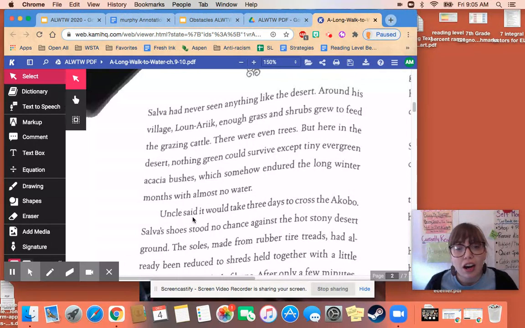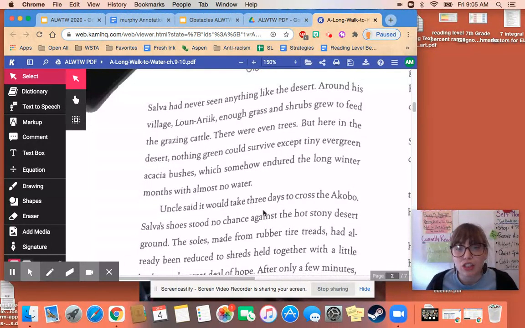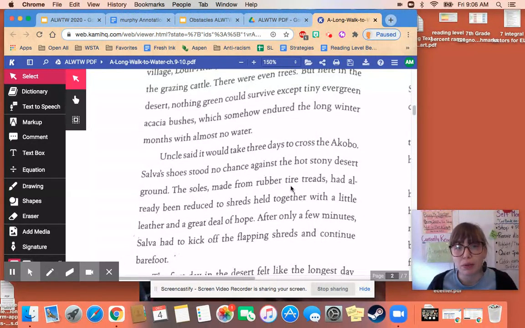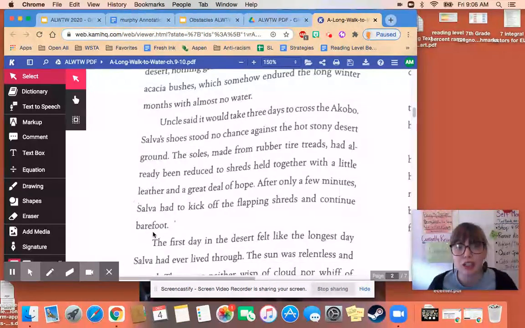Uncle said it would take 3 days to cross the Akobo. Salva's shoes stood no chance against the hot, stony desert ground. The soles made from rubber tire treads had already been reduced to shreds, held together with a little leather and a great deal of hope. After only a few minutes, Salva had to kick off the flapping shreds and continue barefoot.